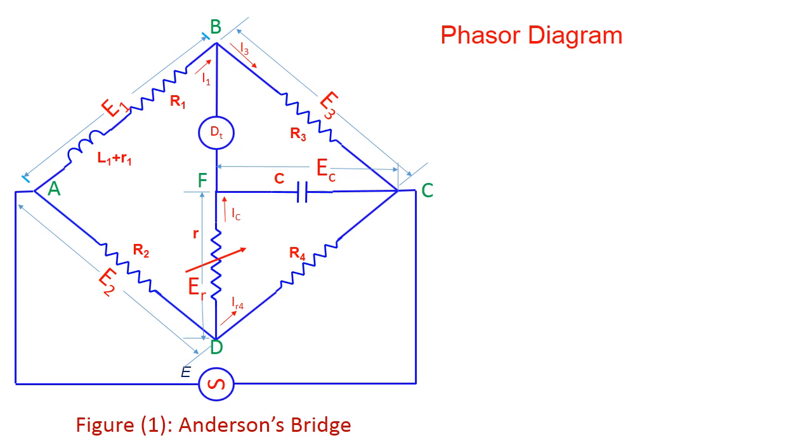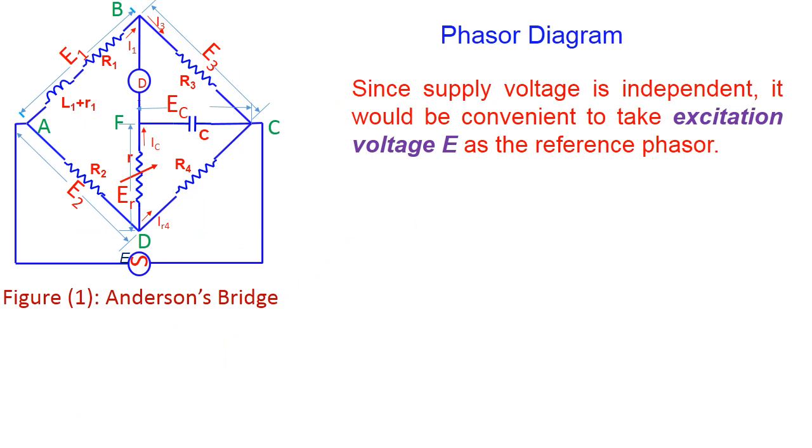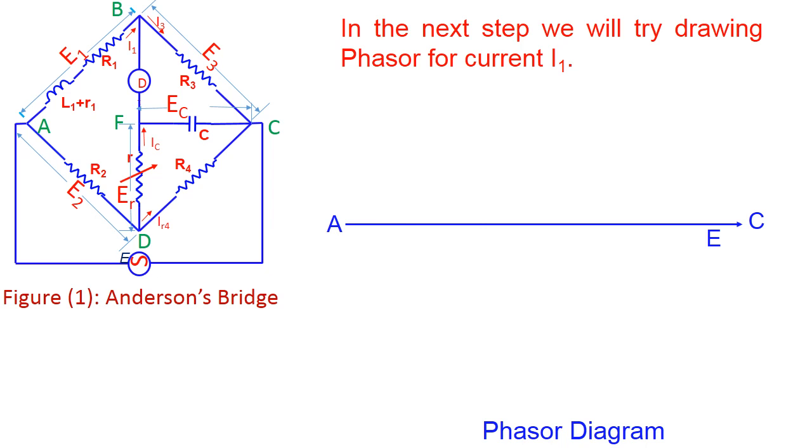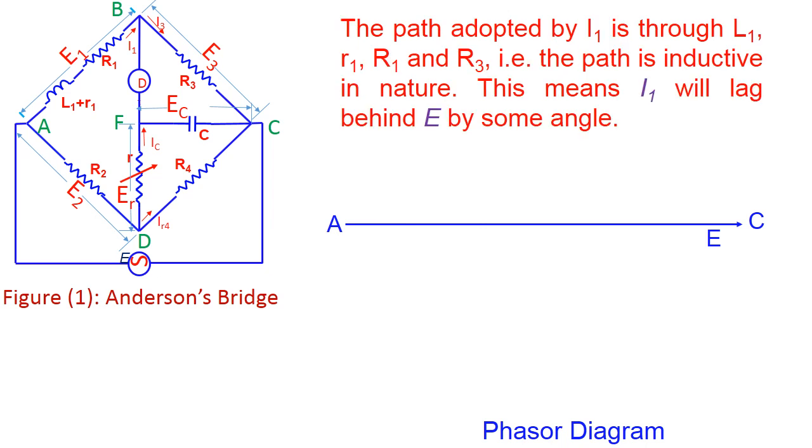Now, we are going to discuss the phasor diagram of the Anderson's bridge. Since supply voltage is independent, it would be convenient to take excitation voltage E as the reference phasor. Since the excitation source E is independent of all other parameters, thus we take excitation E as reference phasor. In the next step, we will try drawing phasor for current I1. Let us estimate the approximate phase for current I1.